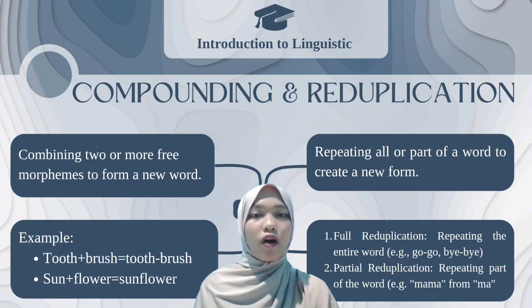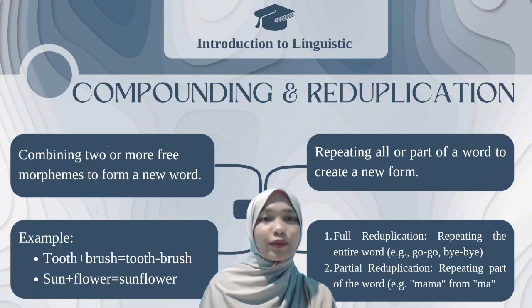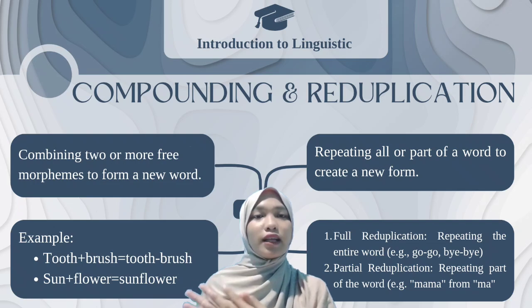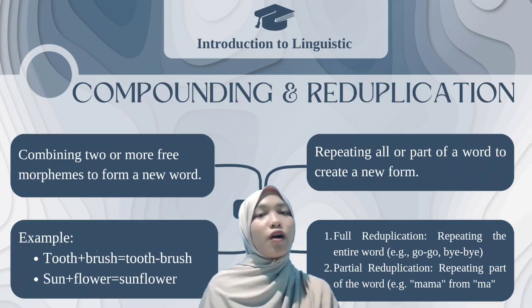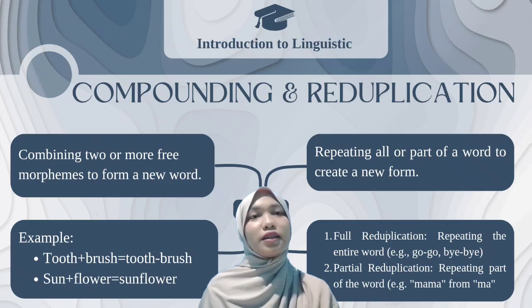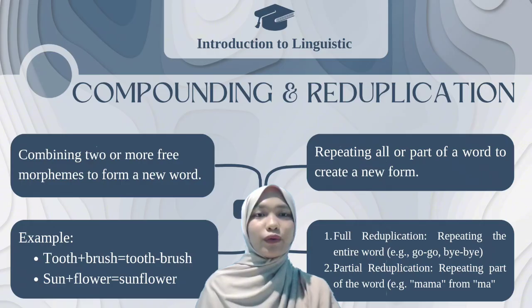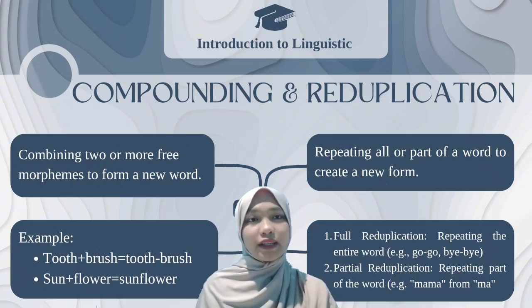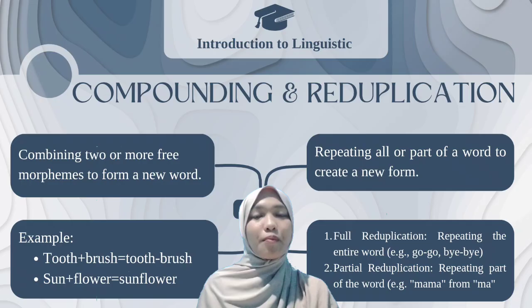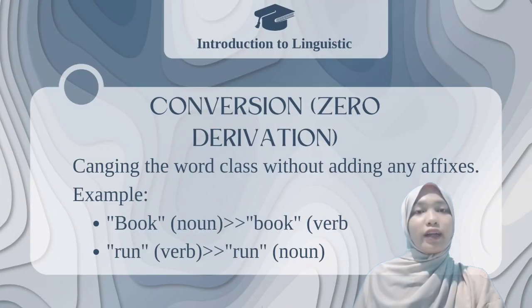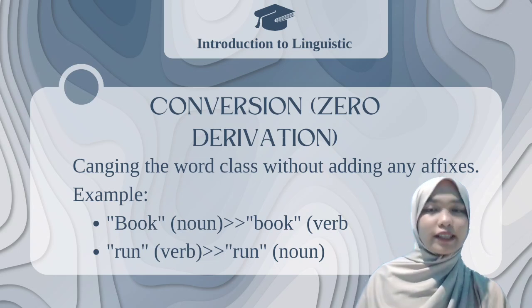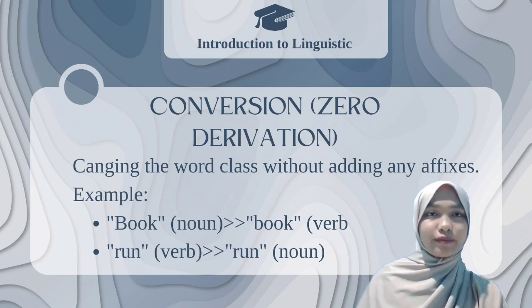And the third type of morphological process is reduplication. Reduplication is repeating all or part of a word to create a new form. The first kind is full reduplication. It means repeating the entire word. For example, bye-bye, go-go, and so on. And partial reduplication is repeating part of the word. Example, mama, from ma.